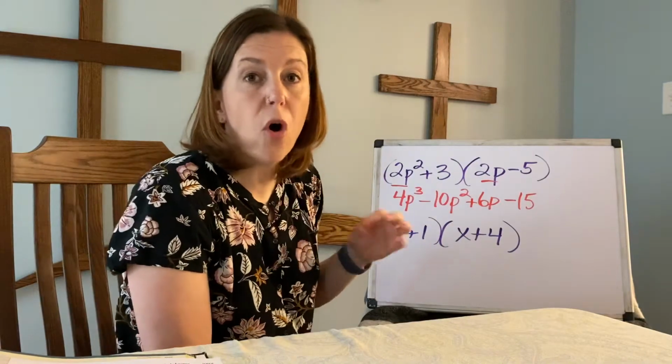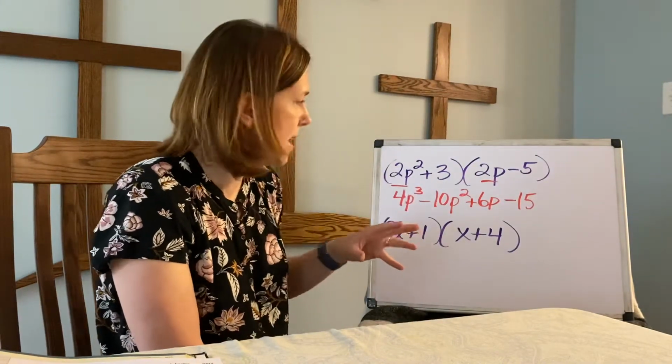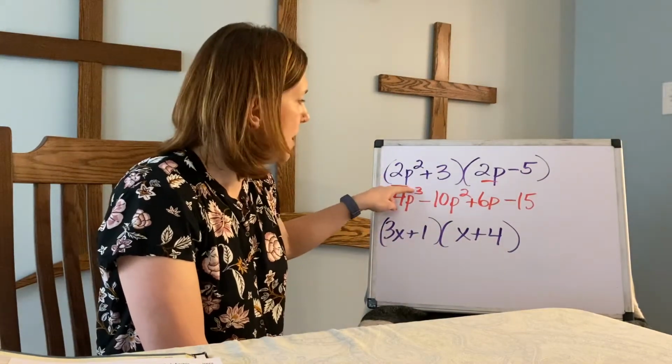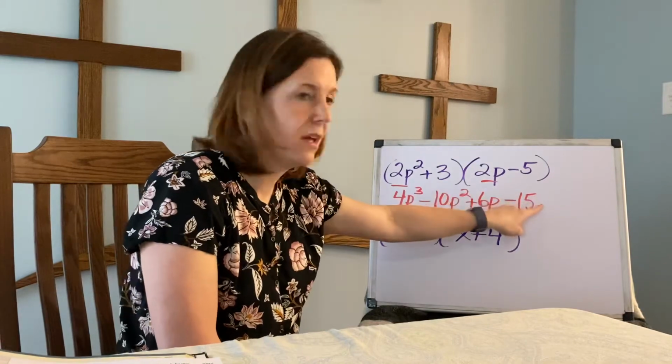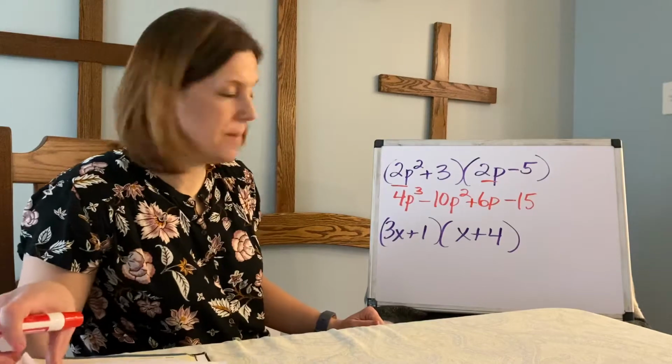My last step is always to check to see if I have any common terms that can be combined or cleaned up. And if I look at this, I actually don't. In descending order, I have p cubed, p squared, p to the first, and no p's. So that's my final answer for practice problem number 1.